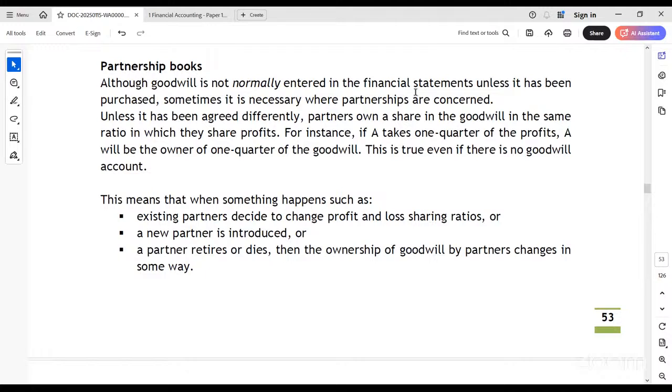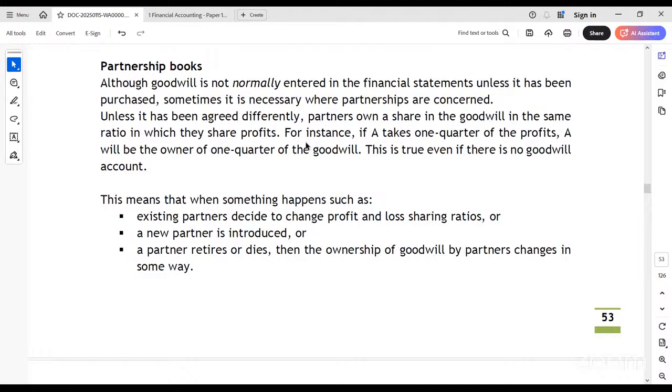So for instance, if A takes 1/4 of the profits, it means that A will be the owner of 1/4 of the goodwill. So that goodwill for the partnership has to be shared among the partners. This is true even if there is no goodwill account. However much we don't have goodwill in the books of accounts of the partnership, just know that if that partnership has been in operation, then there is that goodwill, and that goodwill has to be shared by those partners.